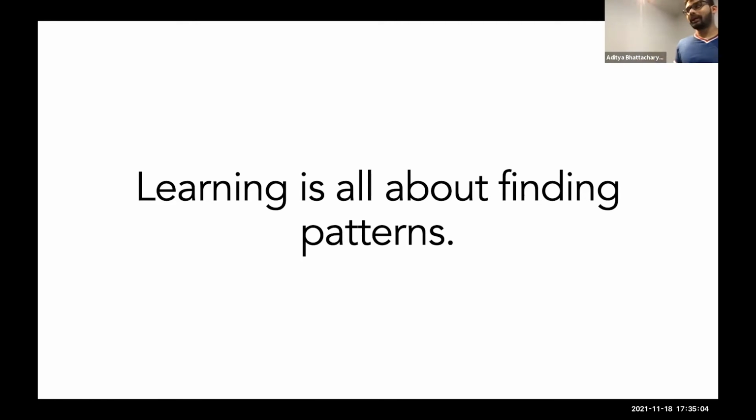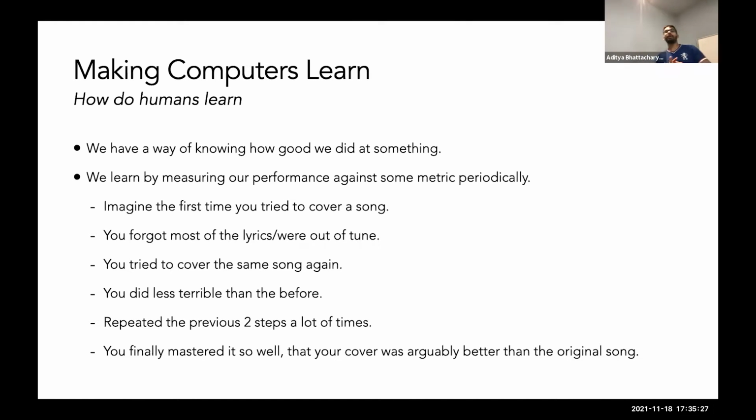What we need, how we learn, is by finding patterns. Now, how do we find patterns? Well, we repeat something. You remember that phrase, practice makes perfect? That's kind of true, because the more you practice, the more you get a detailed understanding of what the pattern is that you're trying to learn. For example, before we try to make computers learn, let's see how humans learn themselves. First thing is, we know how good or bad we did at something, or how good or bad something is. For example, think about it.